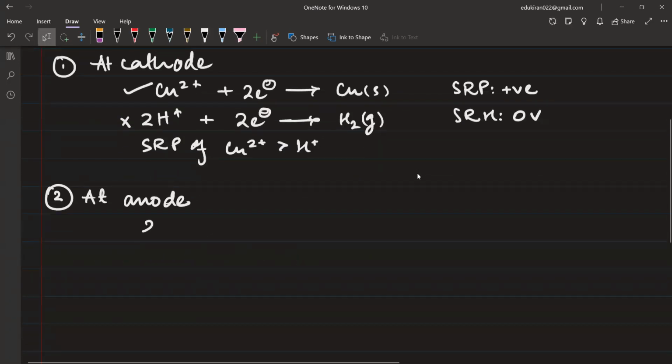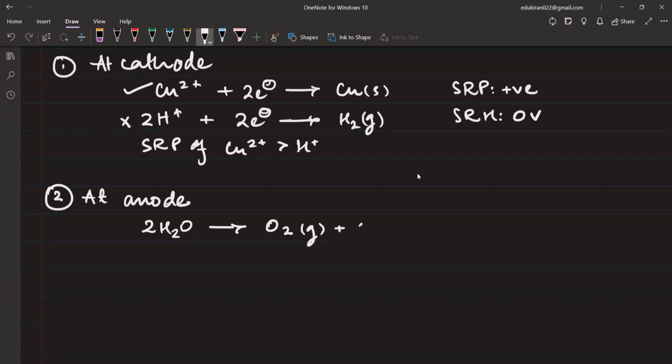Rather than writing OH-, you can write the reaction like this: 2H2O giving you O2 gas plus 4H+ and 4 electrons. Why am I writing this like this? You can say that this 2H2O will give you 2H+ and 2OH-, right? Now this 2H+ and this 2H+ can get cancelled. In that way we can write this reaction like this.